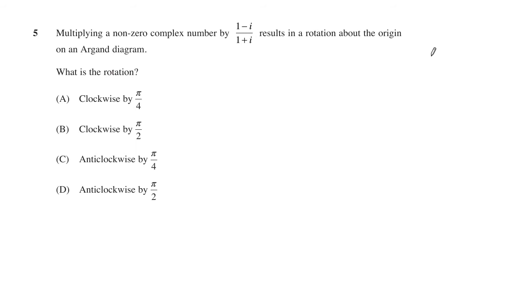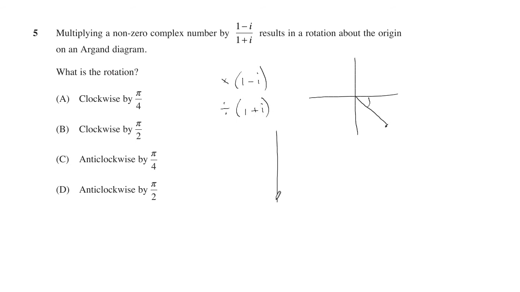Question 5. I like this one because there's a couple of ways that you can do this. You could think of it as in sort of two steps, multiplying by 1 minus i and then dividing by 1 plus i. So let's think of both of those separately. So 1 minus i, if we imagine an Argand diagram, is a sort of a vector out here. So if we're multiplying by that, we're going to be rotating by this angle, so 45 degrees clockwise.